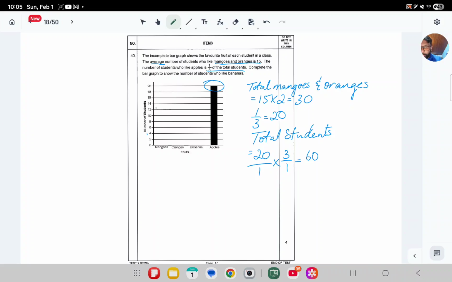30 of them like mangoes and oranges, and 20 of them like apples. So the remainder would represent bananas. From the total of 60, you take out the sum of the known values, 30 for mangoes and oranges add 20 for apples. 30 add 20 is 50, 60 take away 50 is 10. So 10 students like bananas. This is to complete the bar graph, so for bananas, we draw our bar until the 10 value.